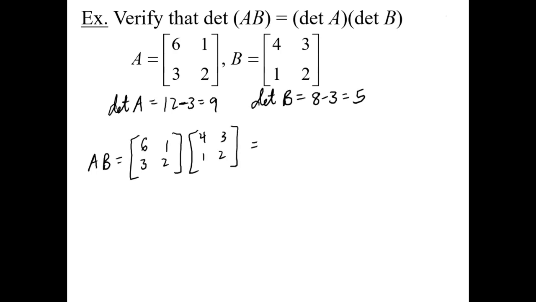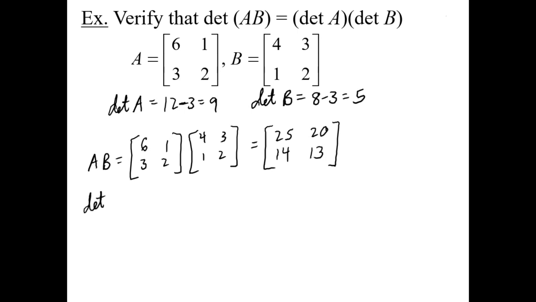Okay, so let's see, row 1 times column 1 will be 24 plus 1 is 25. Row 1 times column 2, excuse me. So 6, 1 times 3, 2 is going to be 18 plus 2 is 20. Row 2 times column 1 is going to be 12 plus 2 is 14. And then row 2 times column 2 is 9 plus 4, which is 13. Those are big numbers. Okay.